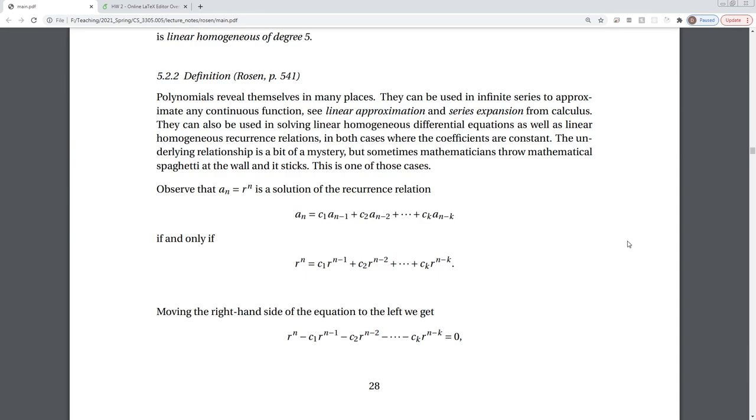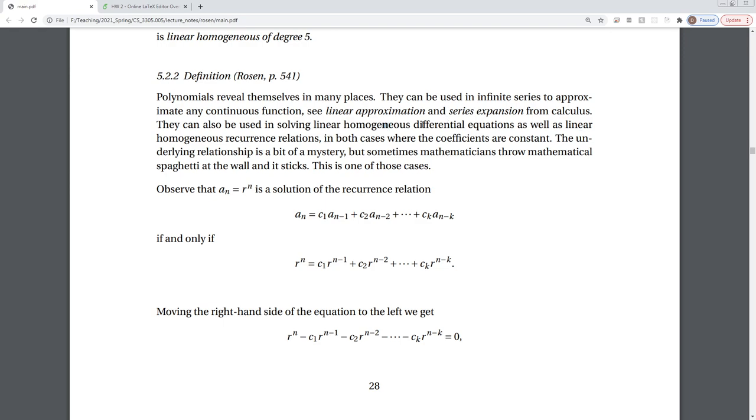So we have another definition here. Polynomials reveal themselves in many places. They can be used in infinite series to approximate any continuous function. So we have linear approximation and series expansions from calculus and so forth. They can also be used in solving linear homogeneous differential equations, as well as linear homogeneous recurrence relations.